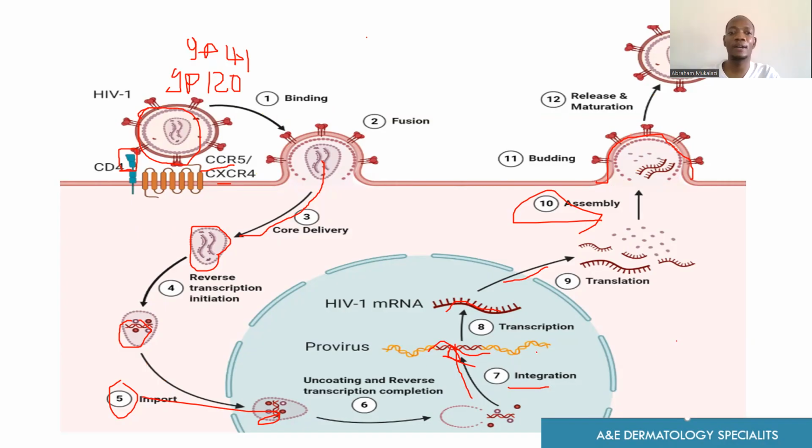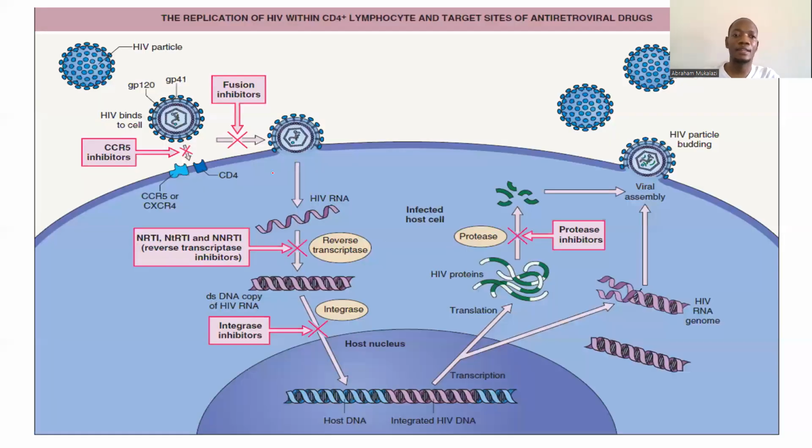So what you have to remember here are the special steps, especially the fusion, where the virus fuses with the cell membrane using these special proteins, glycoprotein 120 and 41, binding to the CD4 and the CCR5 and CXCR4 receptors. Then the integration, the reverse transcription, then the transcription and assembly, then the maturation, or what we call budding.